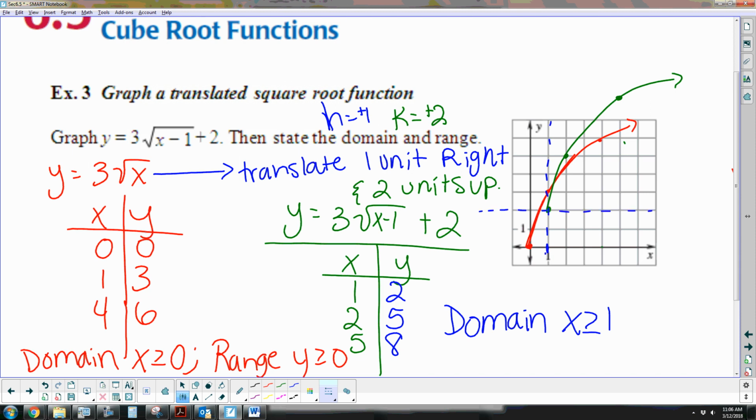And then our new range is y is greater than or equal to 2. Because if x is 1, which is the lowest possible domain we can have, it has to be greater than or equal to 1. So if x is 1, we have 3 times the square root of 1 minus 1, which is 0, plus 2. So our smallest y value is 2.